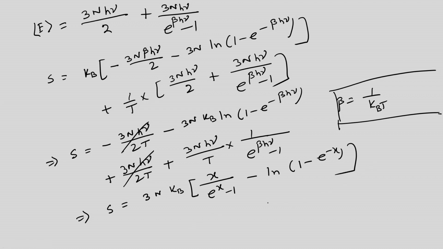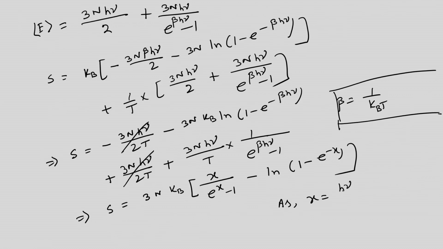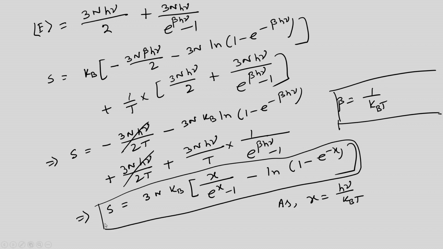If we substitute, x is hν by k_BT. Okay, so this is only a very simple analytical problem. So, we can prove that the entropy of a 3-dimensional solid which follows the Einstein model is 3n k_B [x/(e^x - 1) - ln(1 - e^(-x))], where x is hν by k_BT.